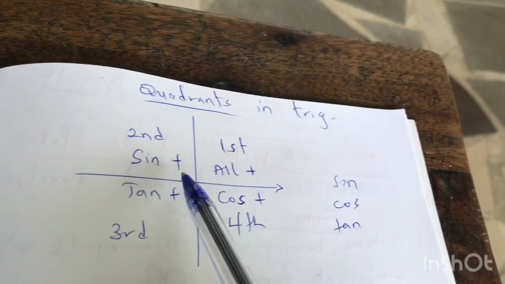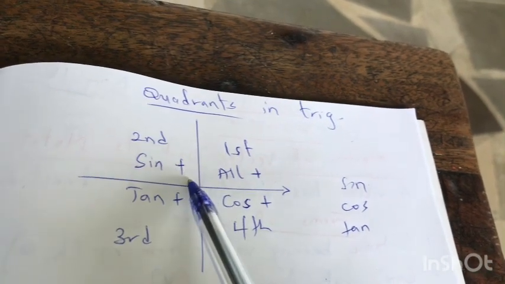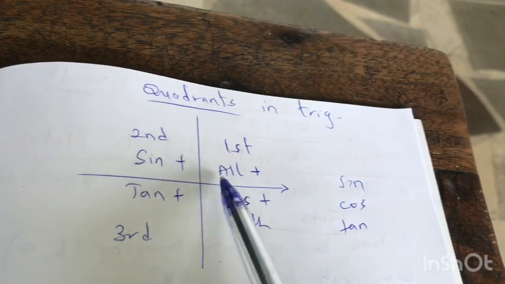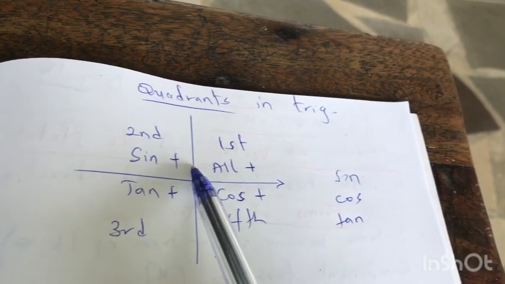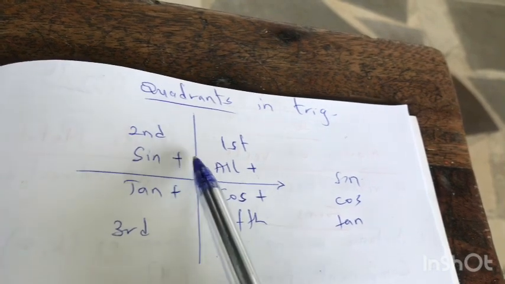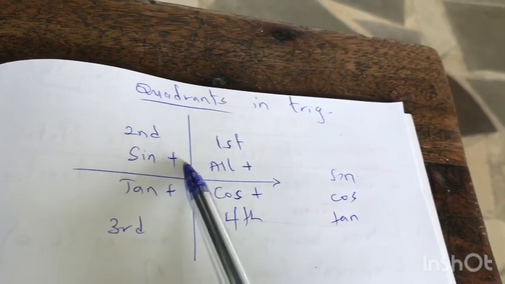Which angles can be here? From 0 to 90 in the first quadrant, then from 90 to 180 in the second. So let's say 93. Sine 93, you have to get a positive answer.